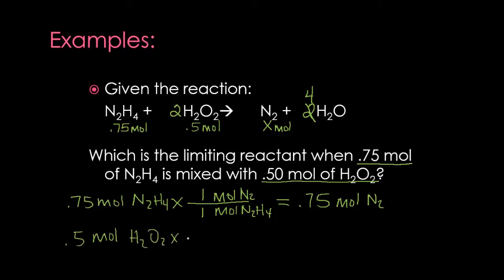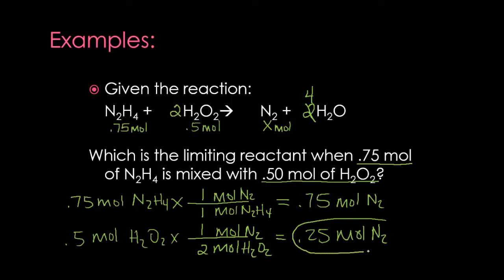So I have 0.5 moles of H2O2 times my line. Moles of H2O2 on bottom, moles of N2 on top. Plugging in my coefficients, I have 1 and 2. So now I have 0.25 moles of N2. Once again, this is my smaller number. Since that's my smaller number, it means H2O2 is my limiting reactant.